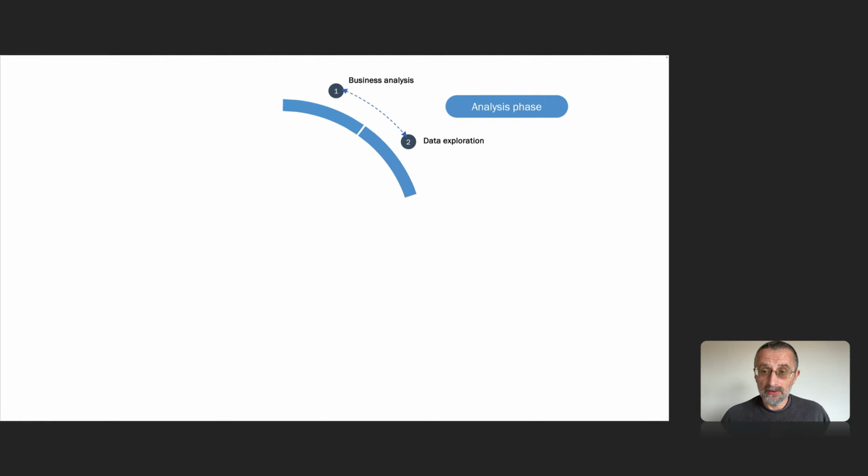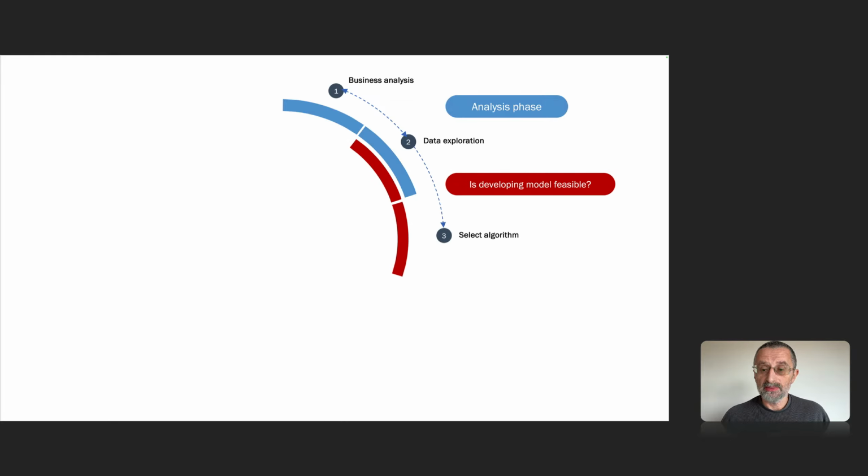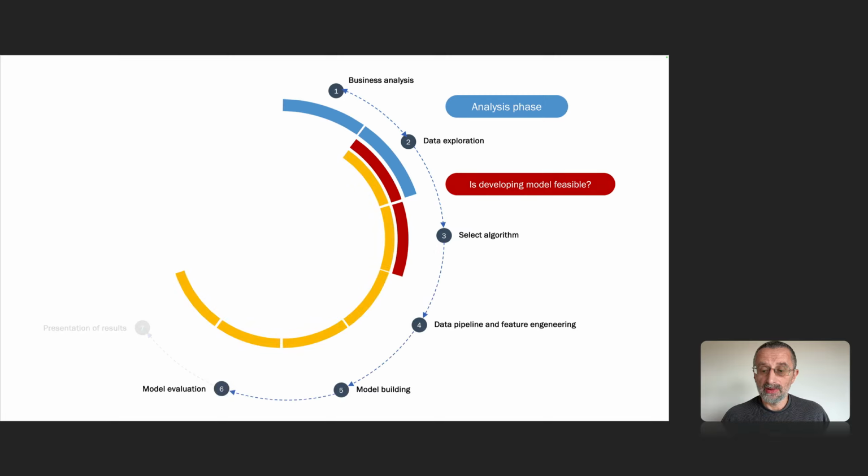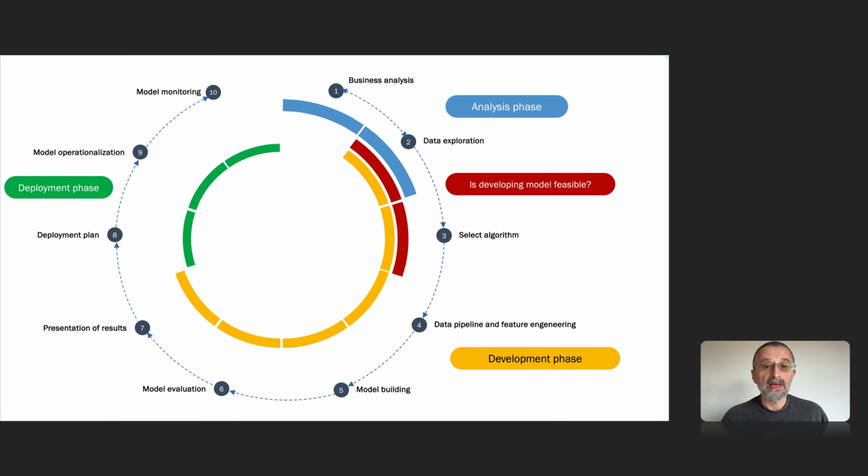Okay, so the first stage, business analysis, data exploration analysis stage, is developing model feasible, data pipeline, feature engineering, model building, model validation, and deployment. In our course, we are going to focus on this stage, deployment, with some aspects of model monitoring and data validation. Okay, but this is our course about the deployment phase.